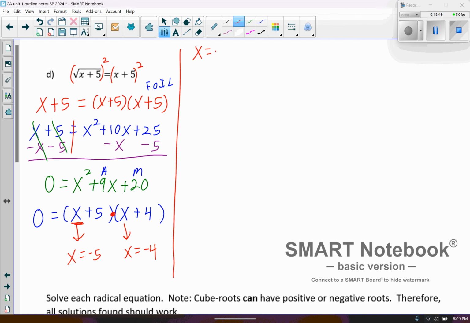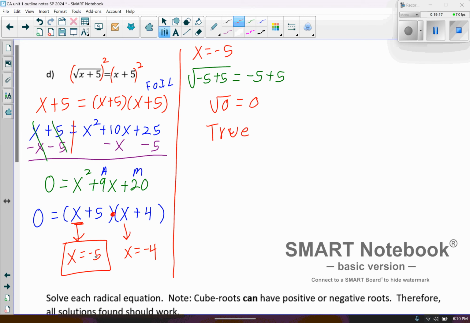So we'll start with x equals -5. Well, let's see. We're going to get the square root of -5 plus 5 equals -5 plus 5. Well, this is going to become the square root of 0, which equals 0, which, yeah, actually that is true because 0 times 0 is 0. So, yes, this is true. So, -5 is a solution. Be careful. -5, not 0. -5 is the value that we plugged in, which made the equation true. Now, what about x equals -4?